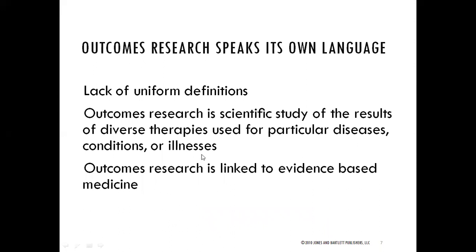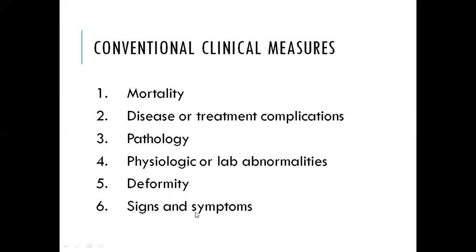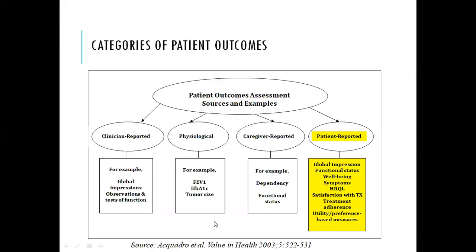Outcome research has no uniform definition. It is basically a scientific study of the results of diverse therapies that are used for particular diseases, conditions, or illnesses, and this is directly linked to evidence-based medicine. The various components of clinical measure that we can talk about are mortality, complications, pathology, physiological or lab abnormalities, any deformity, and the signs and symptoms associated with a particular disease condition.